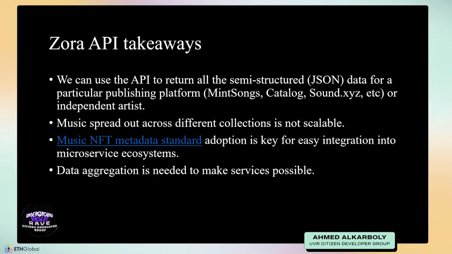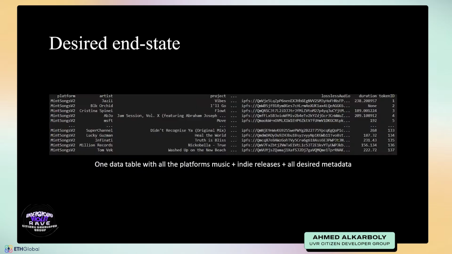I also linked here the music NFT metadata standard. It's currently adopted by Mint Songs and Catalog. I think that adoption of any standard is good, especially in the music NFT space. It makes creating a microservices ecosystem easier, and data aggregation is needed to make these microservices possible. So what's our desired end state using the Zora API? It is to build a simple data set with multiple platforms with our desired metadata that we can push to a storage endpoint of choice, like Google Sheets or SQL or something in AWS.